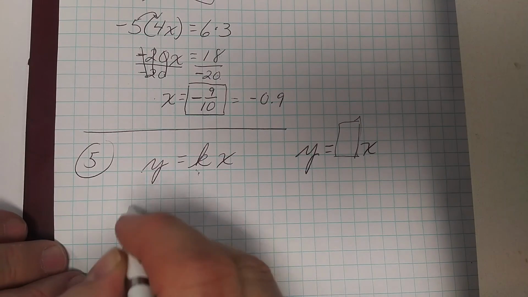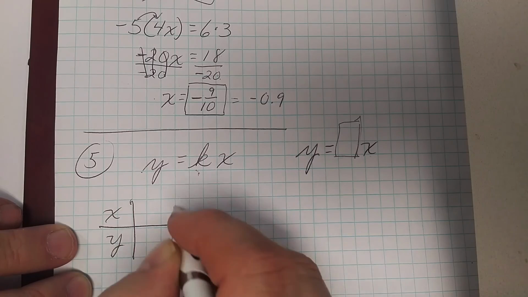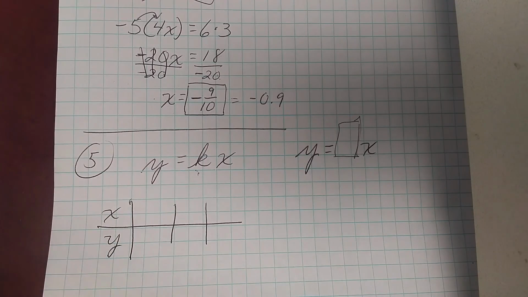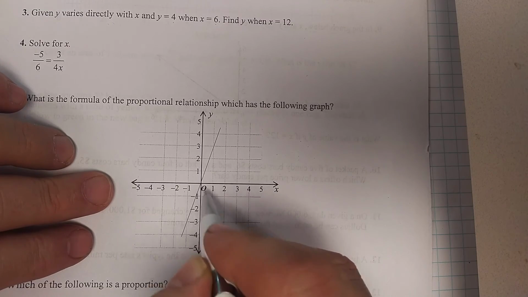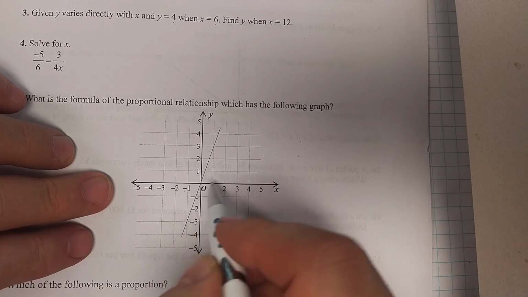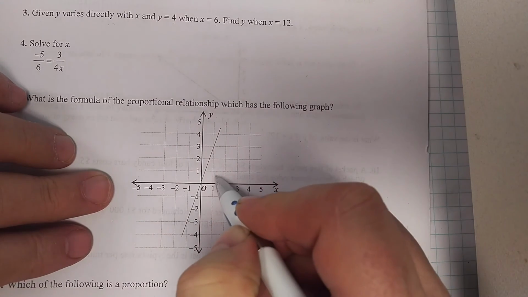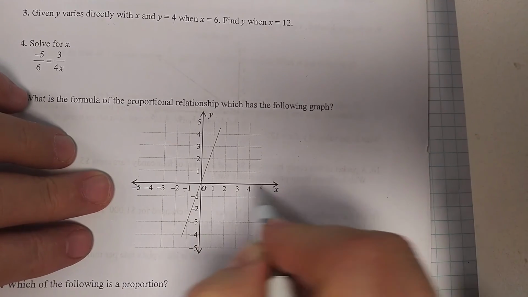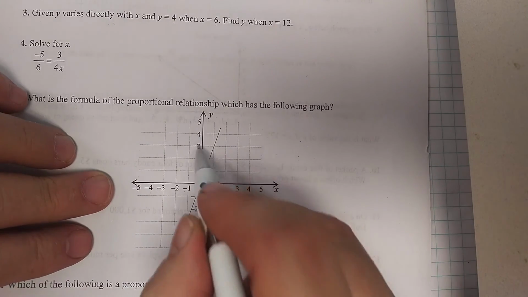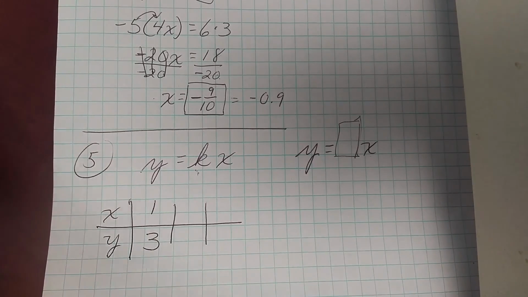So we set up a table of values, x and y, and we can always do about 3 of them, and we want to find things that are going to work together. So they're always going to have 0, 0, and so we're not usually going to use that, but we can see, for instance, that if we follow 1 up, 1 hits 3. So when x is 1, y is 3.